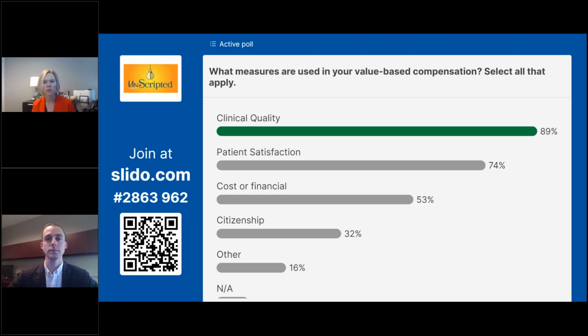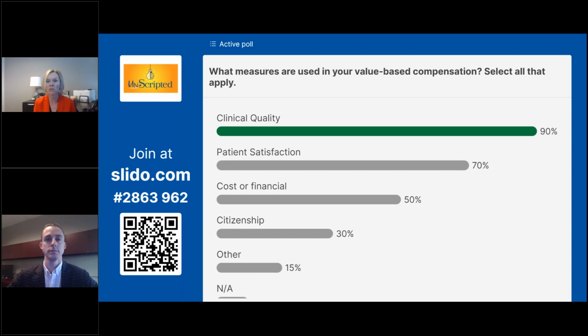I think cost or financial metrics are only going to increase in importance if we think about value-based compensation as a strategy and tying it into the overall organizational mission and vision. I think cost and financial is only going to continue to rise. I'm happy to see that about 53% of the time this is a metric that's being used. And again, I think it's only going to increase in importance, especially as margins within physician practices as well as hospitals and health systems just continue to get more narrow.